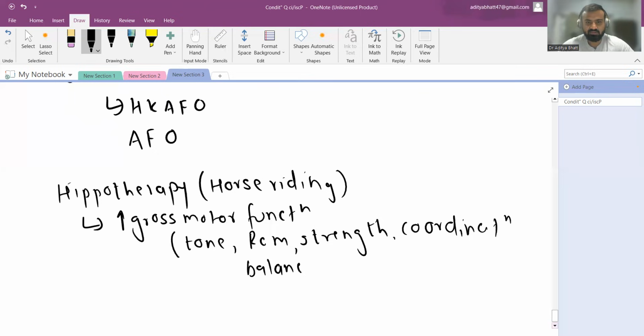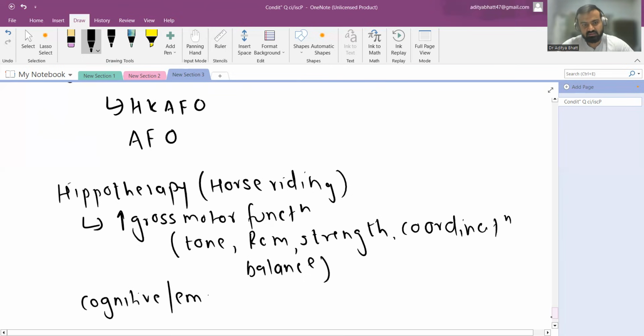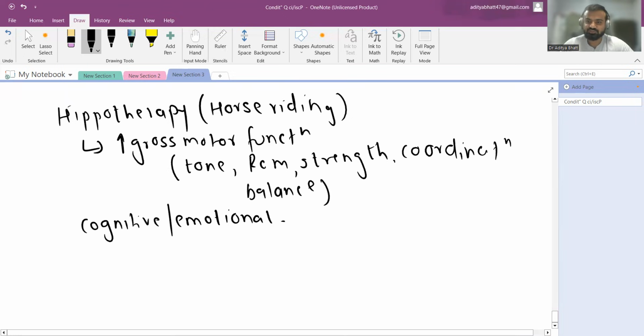So this is very good, hippotherapy or horse riding. And the studies have found many emotional benefits also. There are also cognitive and emotional benefits, like these patients bond with the horses. So that is the therapy known as hippotherapy, and this is a recent advance. If anyone asks you what are the recent advances in cerebral palsy, please write about this.